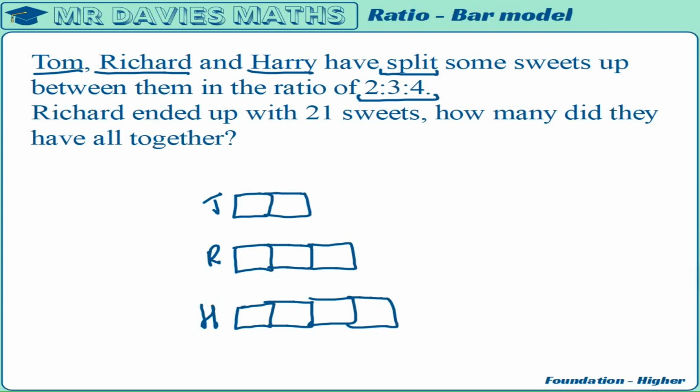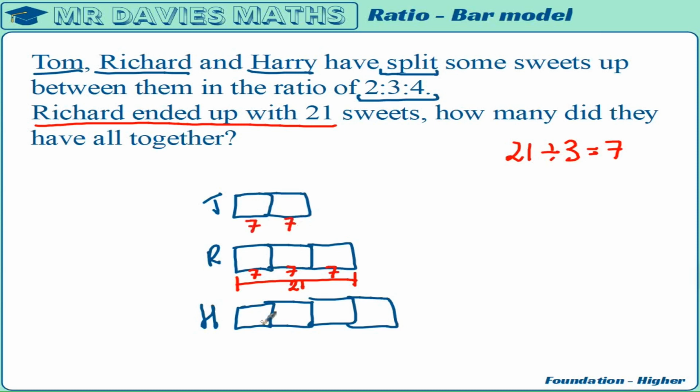Okay, so the piece of information we get given in this one is Richard ended up with 21. So this was Richard. Richard ended up with 21 sweets. So hopefully you can see now that if I shared the 21 into his 3 boxes, 21 divided by 3 gave me 7 in each box. So 7, 7, 7, which results in there being 7 in every single box. So I could figure out how much Tom got. He got 14 because it's 2 7s. Harry got 28 because he got 4 7s.